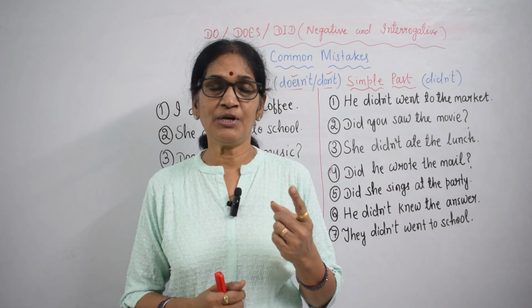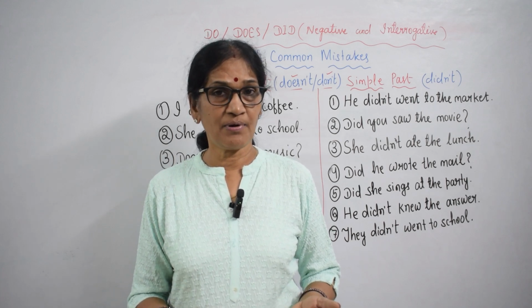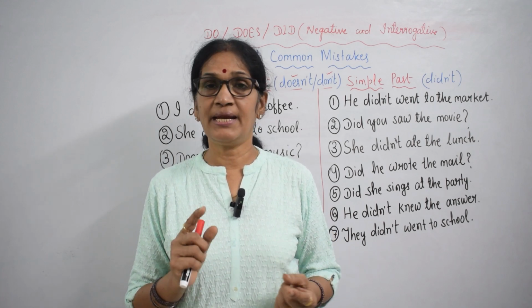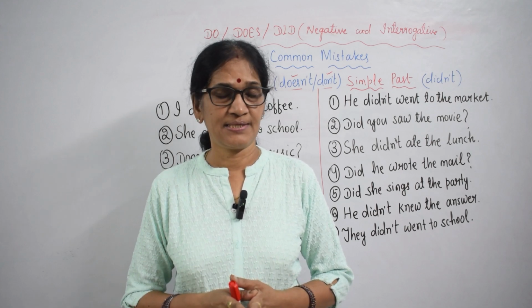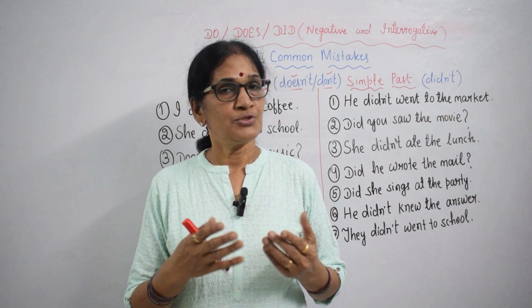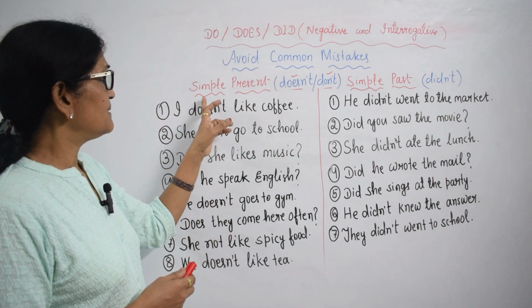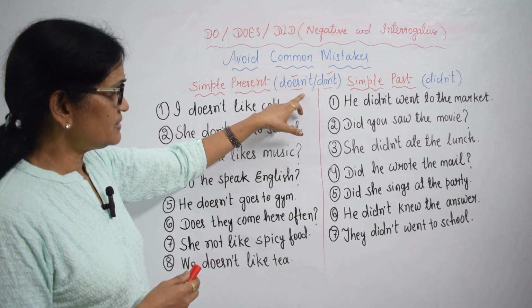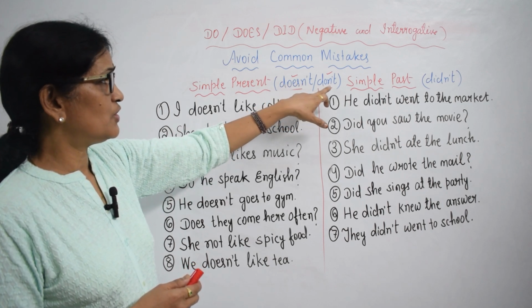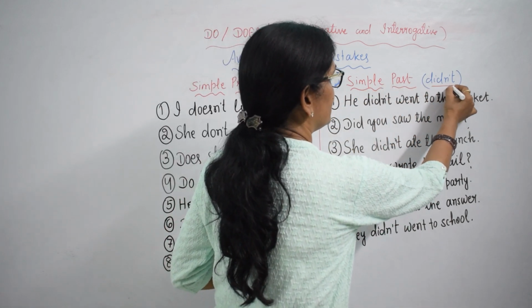In today's video, you will learn how to avoid common mistakes while using auxiliary verbs do, does, did in negative and interrogative sentences. Many people have such confusion. If you do, this video is for you. Let's get started. Simple present: doesn't, don't. We use doesn't and don't in negative sentences. In simple past, we use didn't.